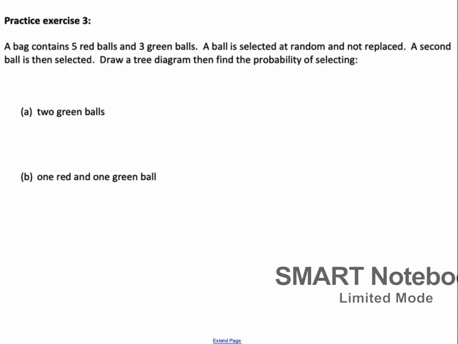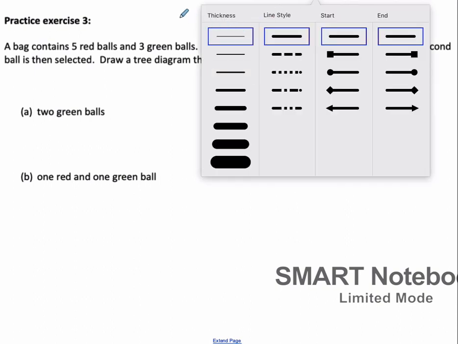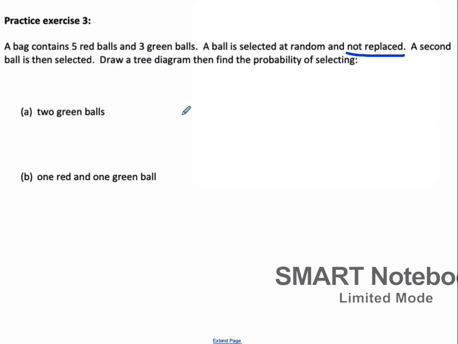Okay, next we have a bag that contains 5 red balls and 3 green balls. A ball is selected at random, and then a second ball is selected at random. Draw a tree diagram to show the probability. And the first ball is not replaced. That's an important feature right there. Okay, so I'll draw that tree diagram.